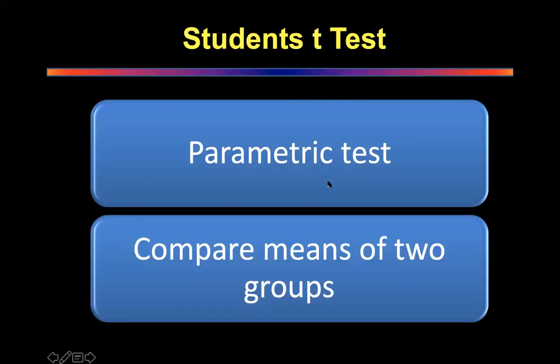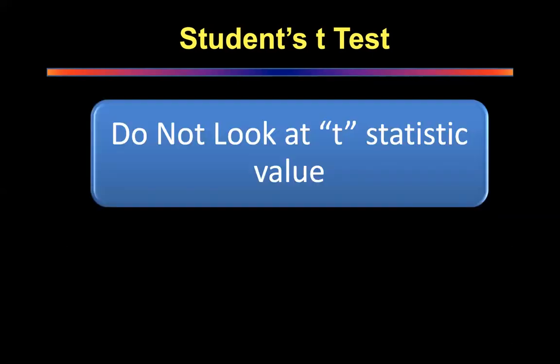So let's look at the student t-test. It's a parametric test used to compare the means of two groups. Is the difference valid? If the mean of group A was 2 and the mean of group B was 4, are these two means different from each other in treatment? That is what you're trying to do.